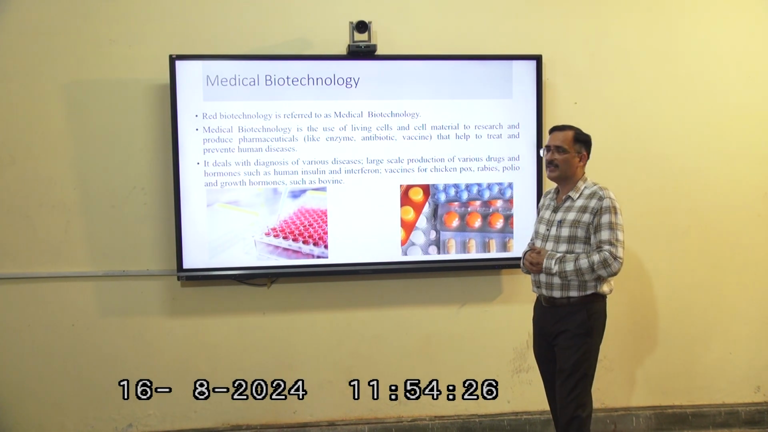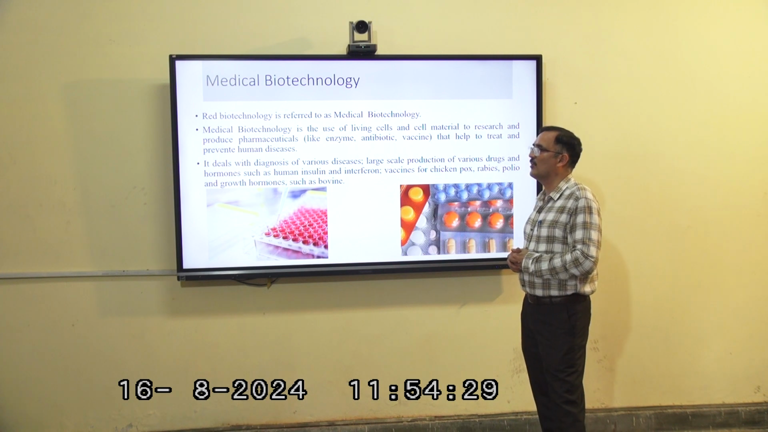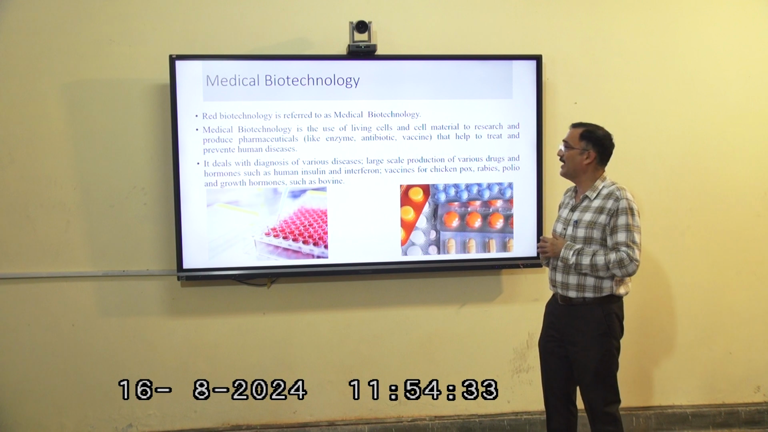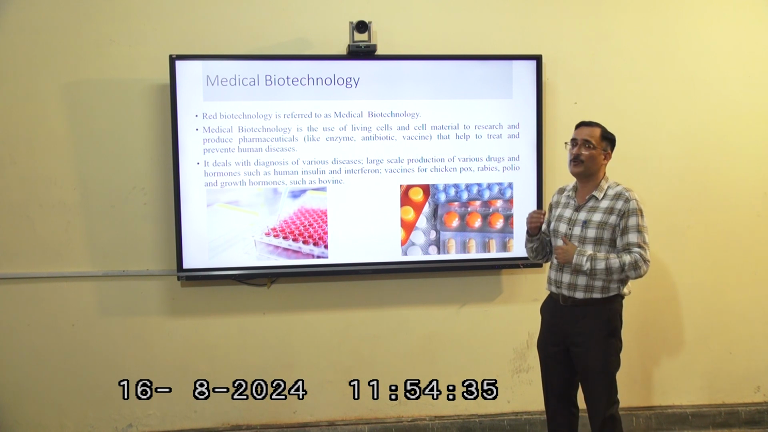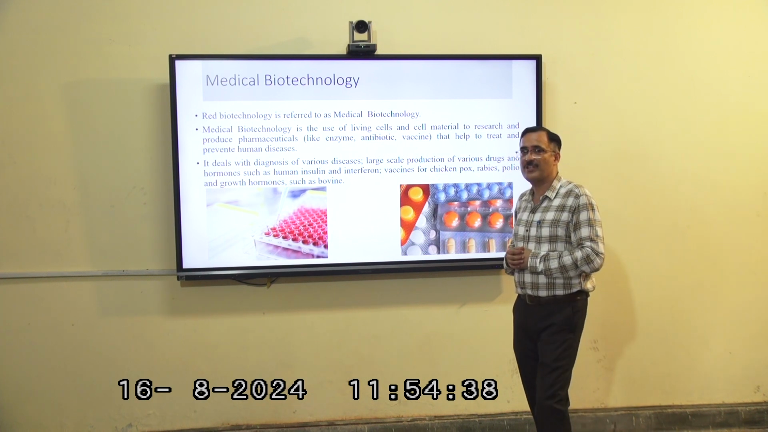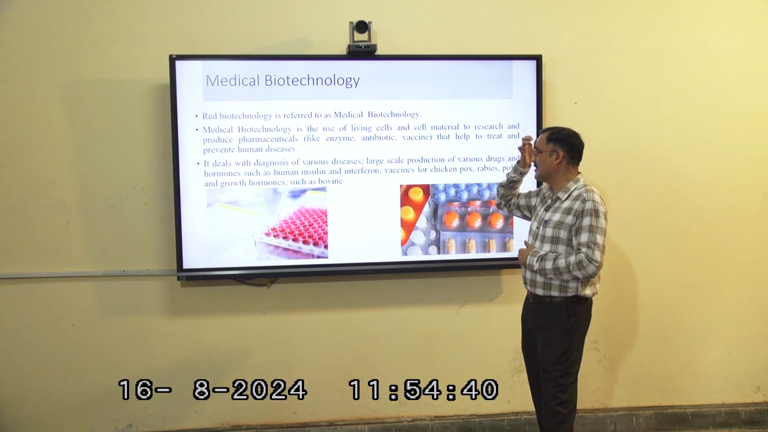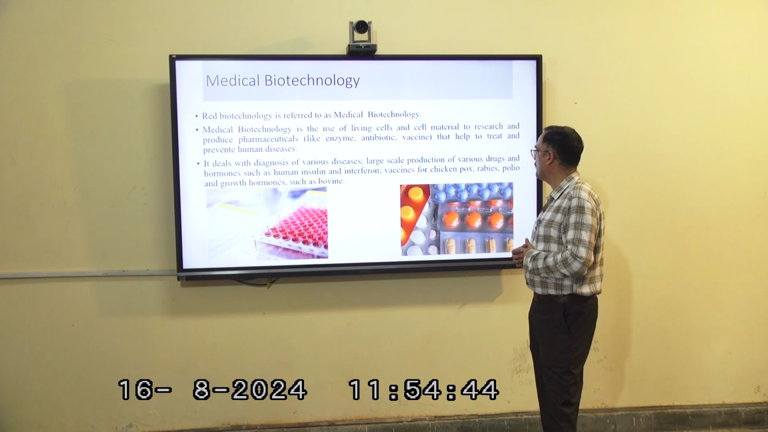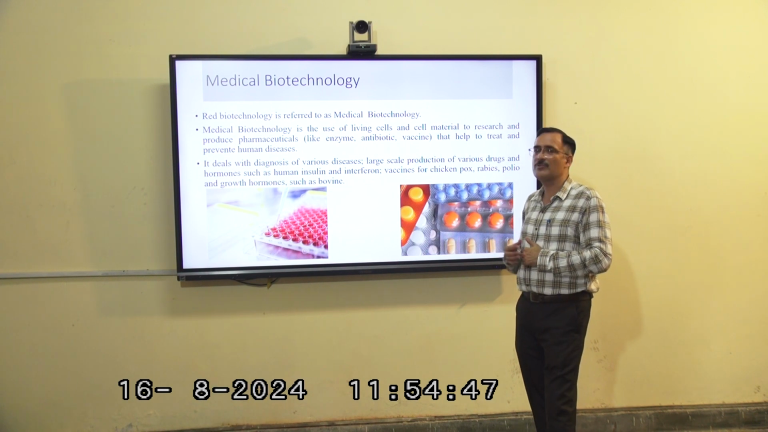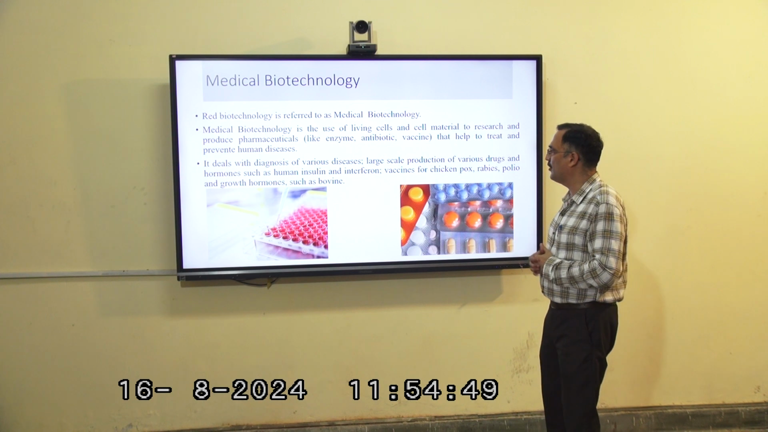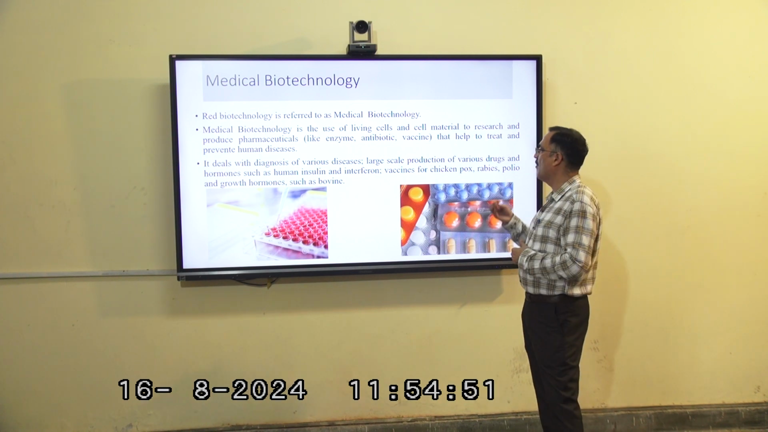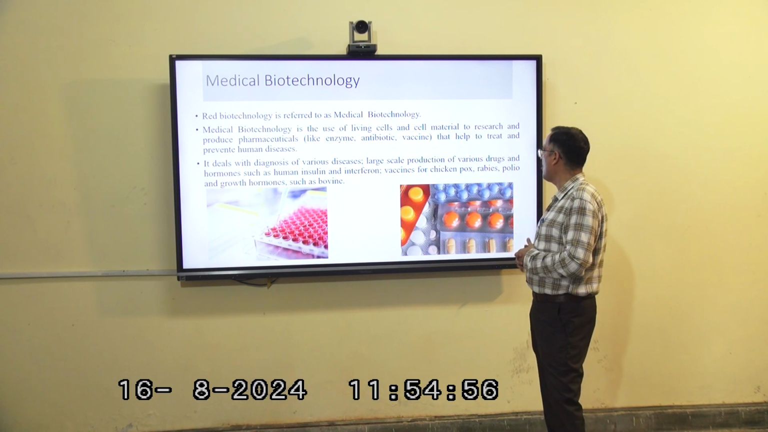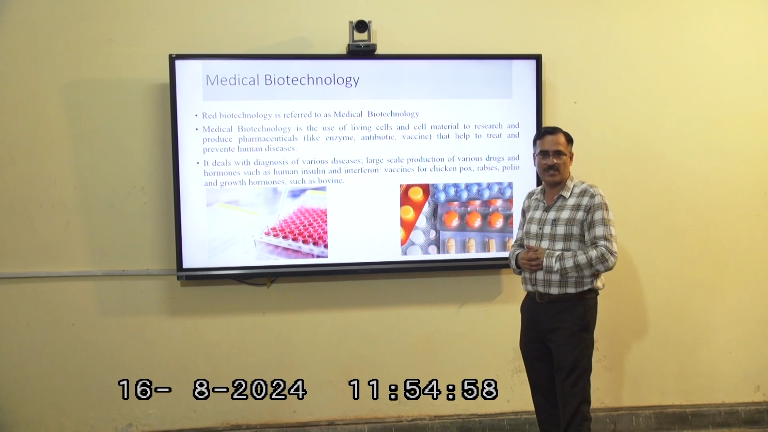Now coming to another technology, that is medical biotechnology. Medical biotechnology is the use of living cells and cell material to research and produce pharmaceuticals like enzymes, antibiotics, vaccines, etc. It deals with the diagnosis of various diseases and large scale production of various drugs and hormones such as human insulin, interferon, gonadotropin hormone, vaccines for certain pathogens like viruses, chickenpox, rabies, polio, and growth hormones.